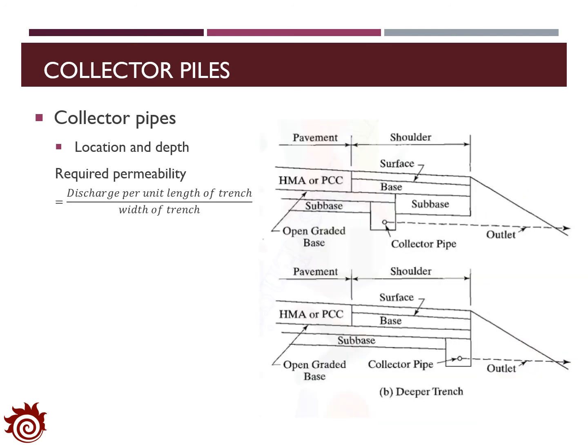If there's a significant frost penetration, or if we want to lower the groundwater table, then we have to apply deeper trenches, where we will put the collector pipe lower than the subbase. In that case, the backfill to the trenches should have enough permeability, and the required permeability should be equal to the discharge per unit length of the trench over the width of the trench.